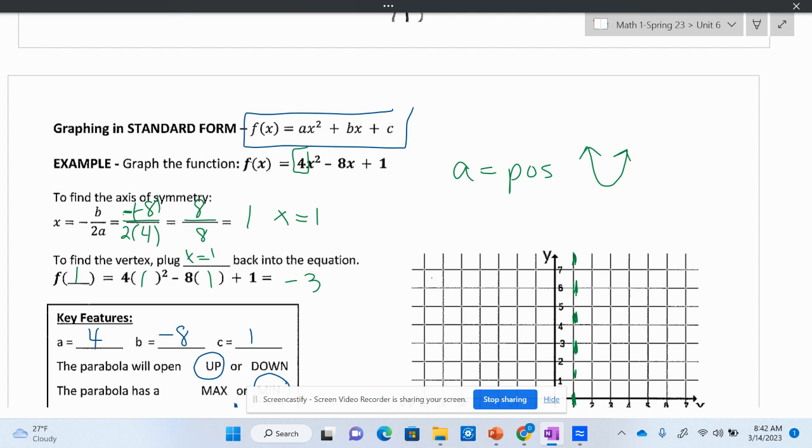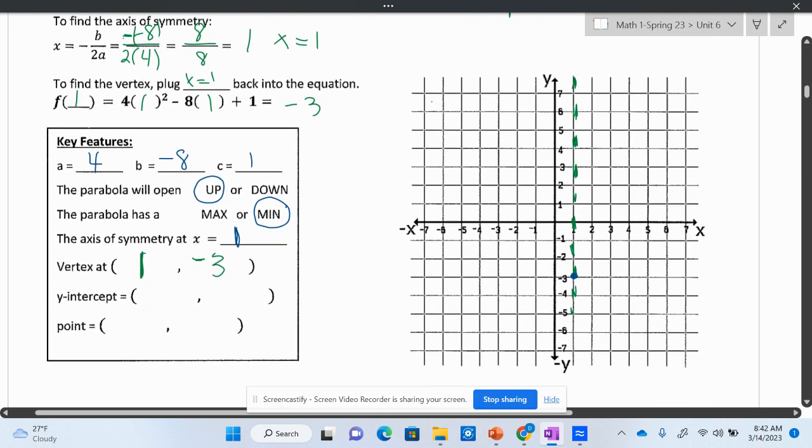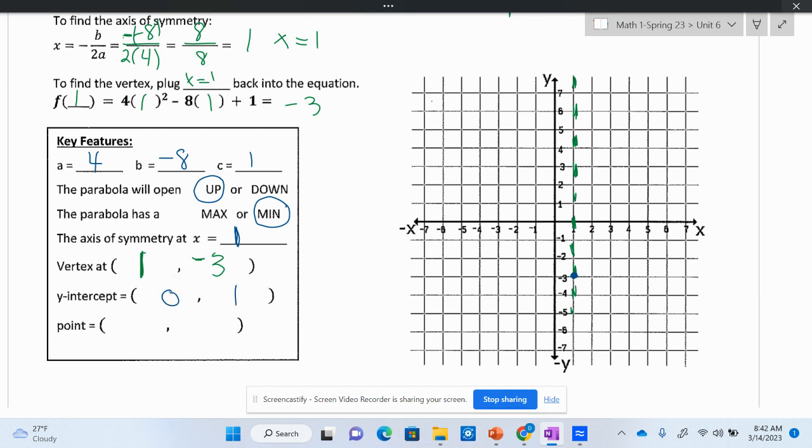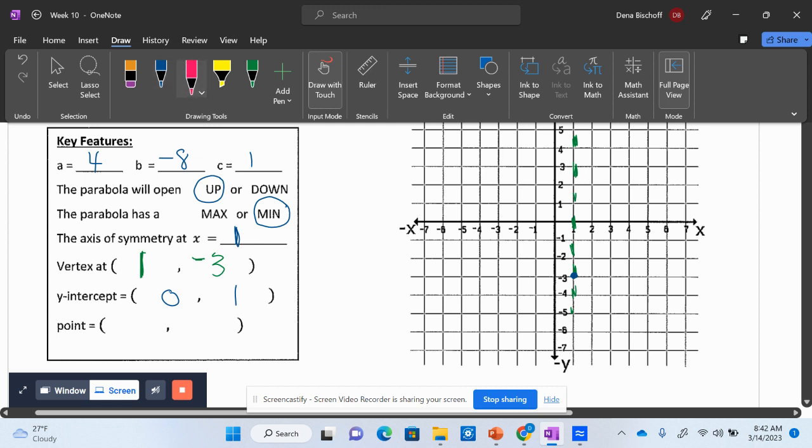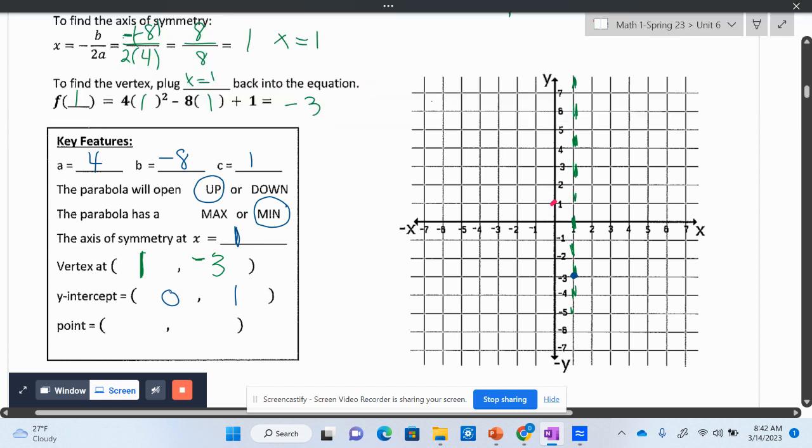Flip back to the last page. 0c. Yeah, it's 0c. So what is the value of c in this equation? So that means that our graph is going to cross the y-axis at the ordered pair 0, 1. So I'm going to plot that point. So at 0, 1, this is where my graph crosses the y-axis.